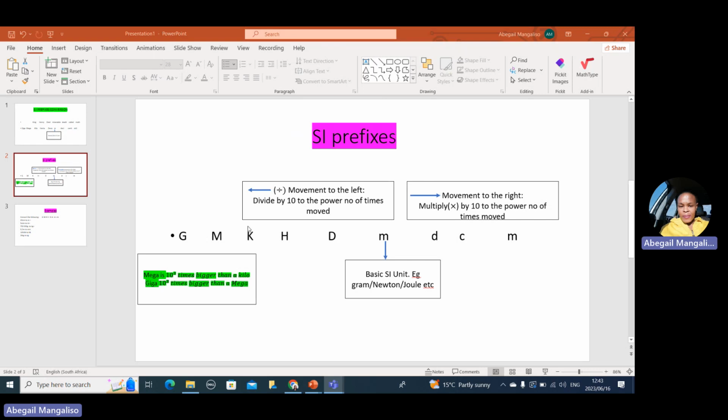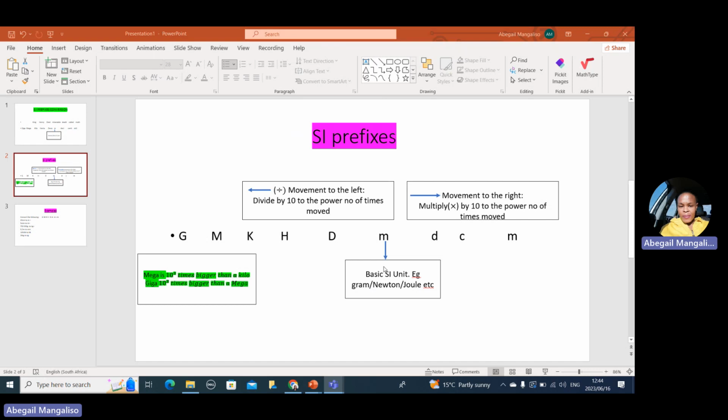Now, if we take the first letters, it's KHDMDCM. King Henry died miserable death called math. So it is a 7-word sentence. There are 3 on the left-hand side of this M in the middle, and there are 3 on the right-hand side. So this M in the middle is a basic SI unit. For example, it can be a gram, a Newton, a watt, a joule, an ampere, or a meter, a basic SI unit.